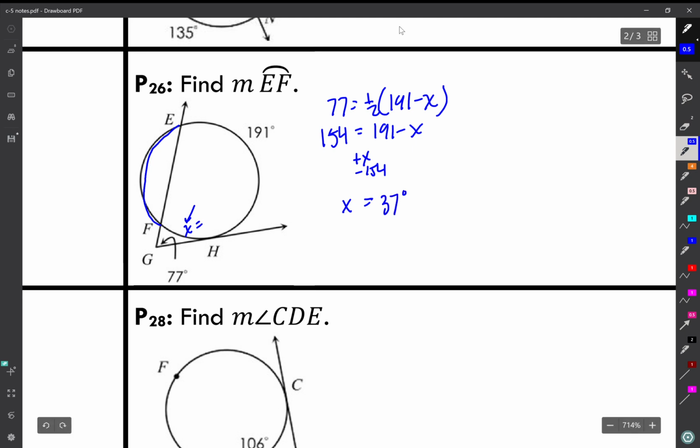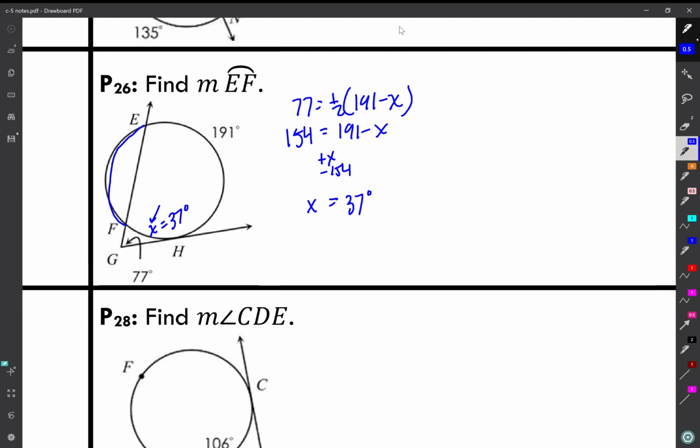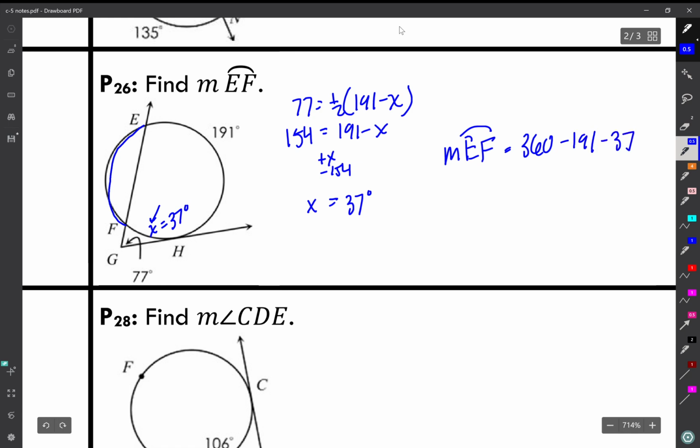So to find the measure EF, we're just going to subtract the other two arcs from 360. 360 minus 191 minus 37. So that gives me that arc EF is 132 degrees.